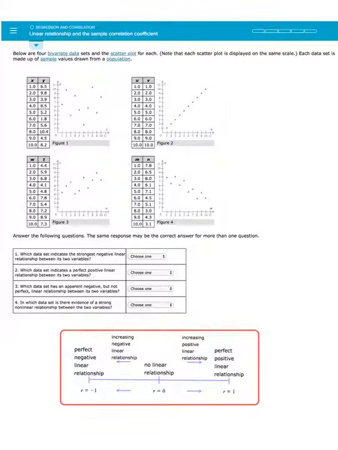In this video, we will learn about linear relationship and the sample correlation coefficient. Below are 4 bivariate data sets and the scatter plot for each. Note that each scatter plot is displayed on the same scale.